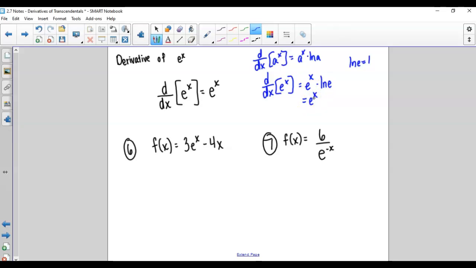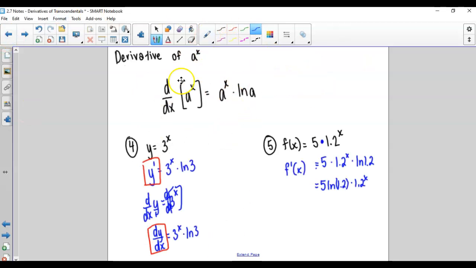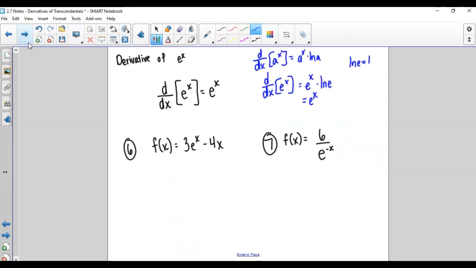So as far as exponentials go, you may see some of these where you have a base other than e, but the majority of the exponentials that you're going to see in this class are going to have e as their base. So whenever you take the derivative of number 6 here, it's so easy. 3e to the x, the derivative of that is 3e to the x. It is its own derivative. And then you take the derivative of 4x, and you're just going to get 4 there. So that's your derivative for number 6.